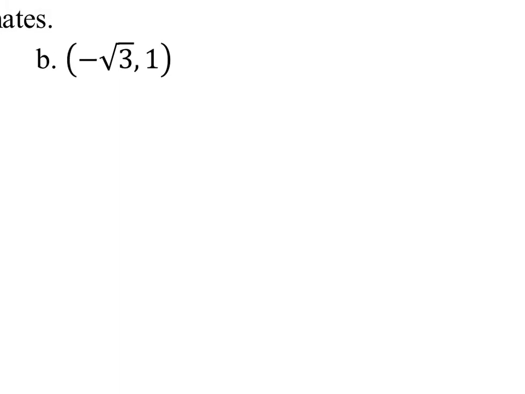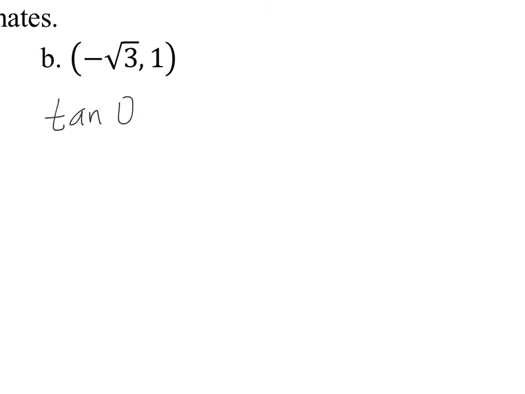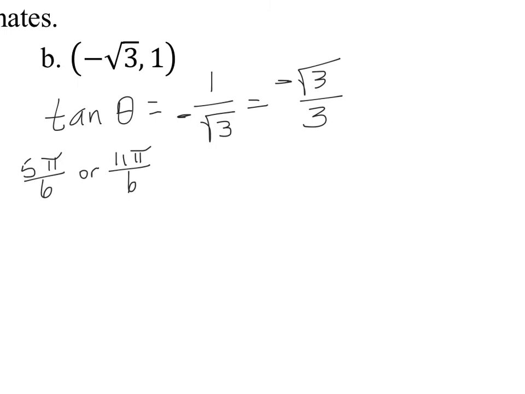All right, for the next problem, we're going to do those same steps again. I'm going to do tangent of theta equals 1 over root 3, and this is negative. And so I have to rationalize my denominator. So I make this negative root 3 over 3. And then I look at my unit circle again to see where tangent is negative root 3 over 3. Well, this happens at either 5 pi over 6 or 11 pi over 6.